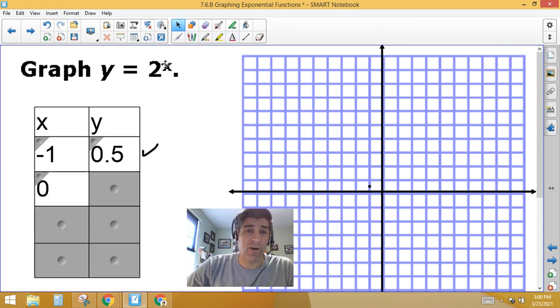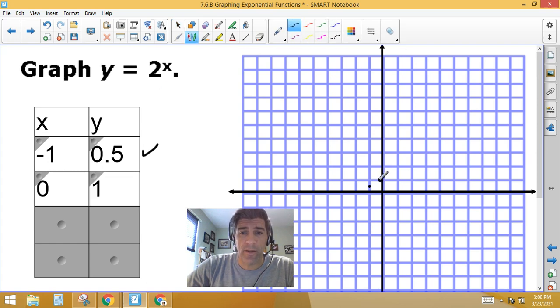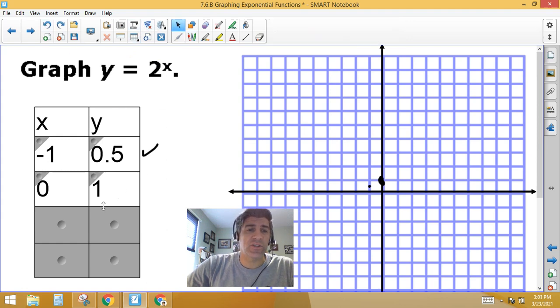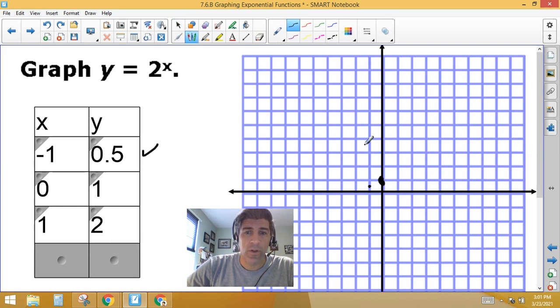I'm going to do my next one, 0. When I plug 0 in, 2 to the 0 is going to be 1. Remember, anything to the 0 power is going to be 1. This has a starting value of 1 because there's nothing out in front of there. It would be 1 times that if I really wanted to put something there. My next number I'm going to pick, guess what it is? It's 1. Not going to trick you. 2 to the first power gives you 2. So my next point would be over 1, up 2.